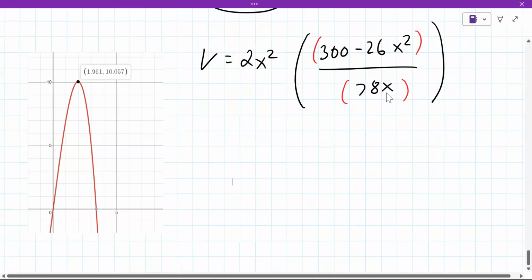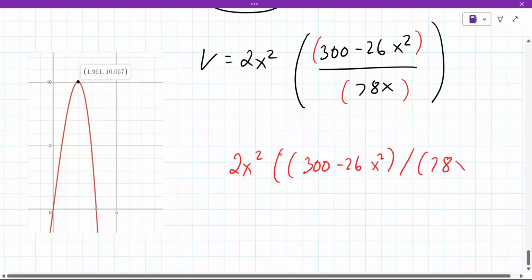I must have done something wrong. Yeah, these are kind of awful to graph, especially on a calculator like this. I would show it this way: 2x squared, parentheses, 300 minus 26x squared, close parentheses, slash 78x. And that should do it. And your y1.